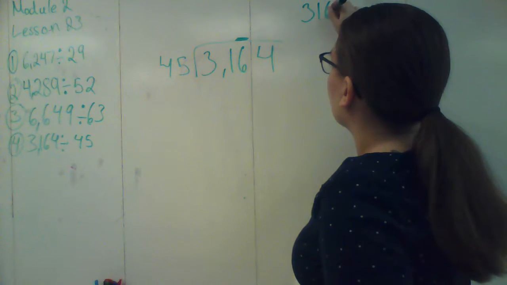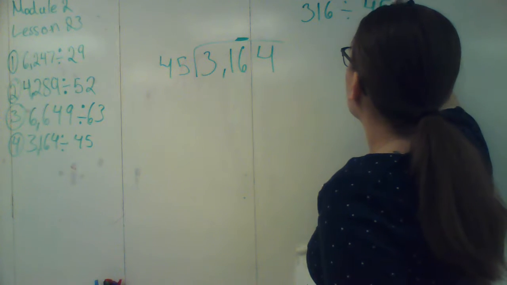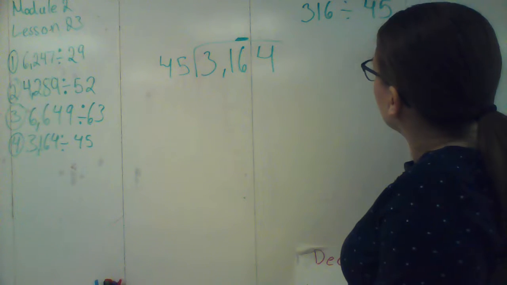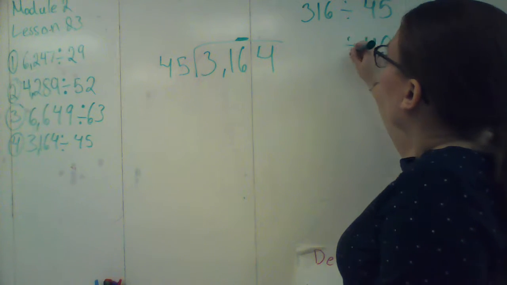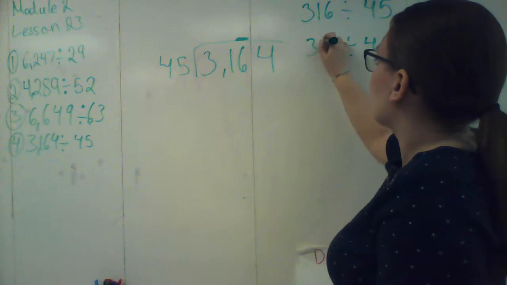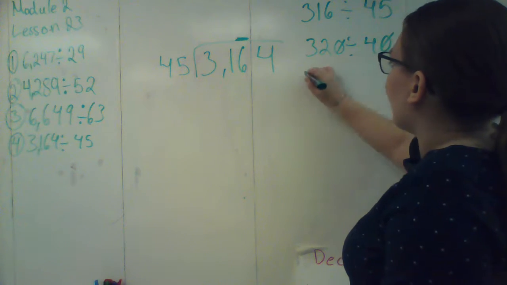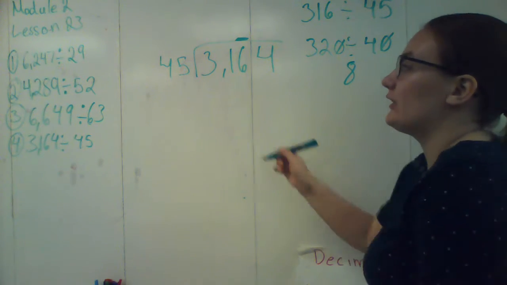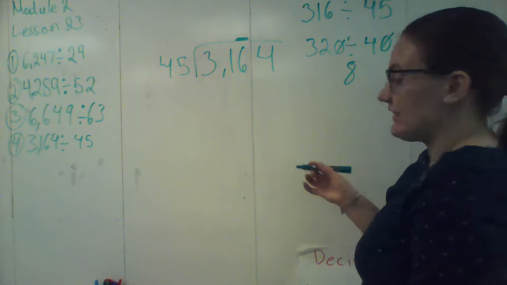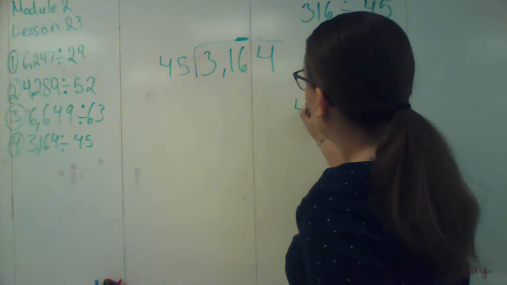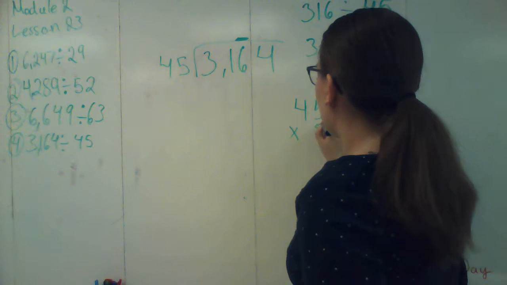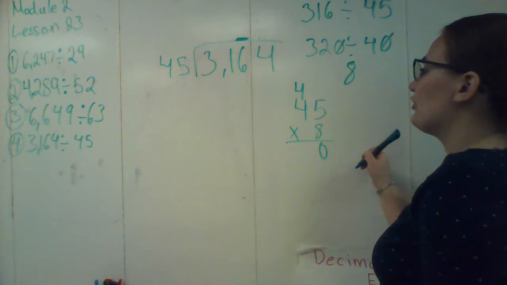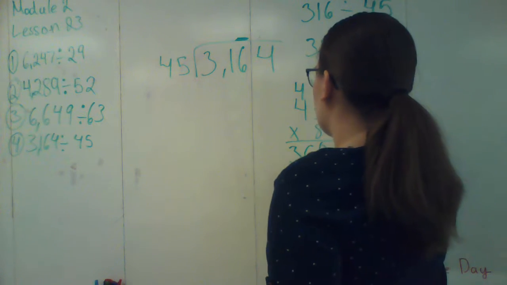All right, so let's figure out what this is. So I have 316 divided by 45. I am going to round 45 down to 40, and then round 316 up to 320. I'm going to cross that out. I'm going to think about what's 32 divided by 4. That is 8. So I'm going to see if 45 times 8 works with 316. So we're going to do 45 times 8. 5 times 8 is 40. 4 times 8 is 32. 32 plus 4 is 36.